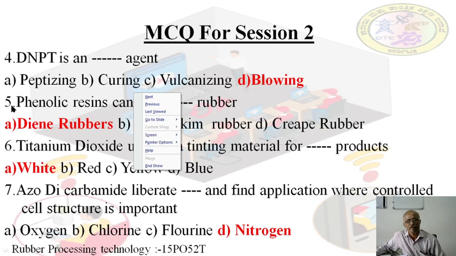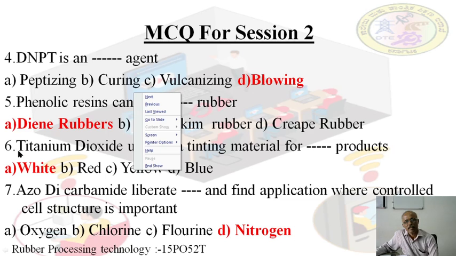Fifth one, phenolic resins can be dash used in dash rubber. Option A dyeing rubber, option B steam rubber, option D creep rubber. So option A, it's a dyeing rubber.